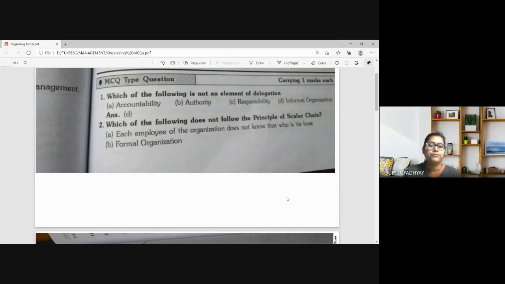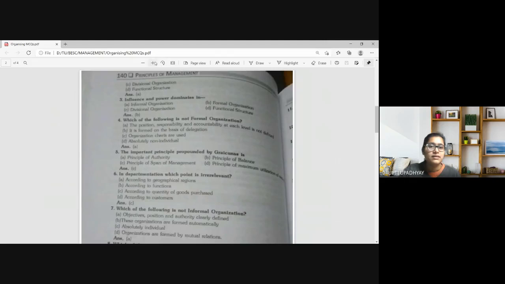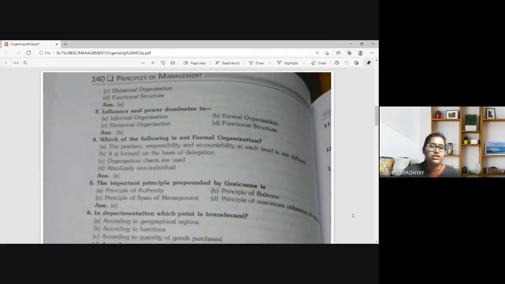Next question: which of the following does not follow the principle of scalar chain? A. Each employee of the organization does not know who is his boss. B. Formal organization. C. Divisional organization. And D. Functional structure.